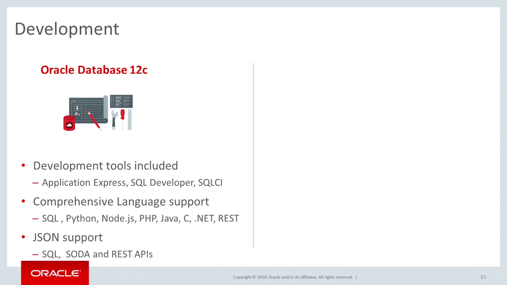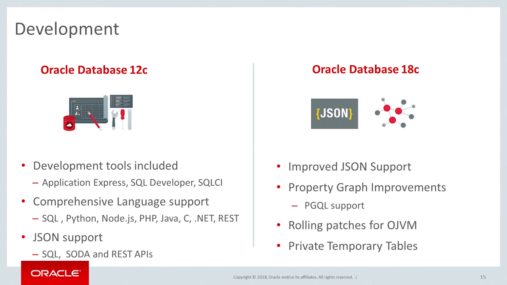And as I mentioned earlier, we introduced support for JSON in the database, not just the storing of that data and accessing it through APIs, but we also gave customers the ability to access that using SQL. Once again, more functionality is introduced with Oracle Database 18c. We've continued to enhance the JSON support.